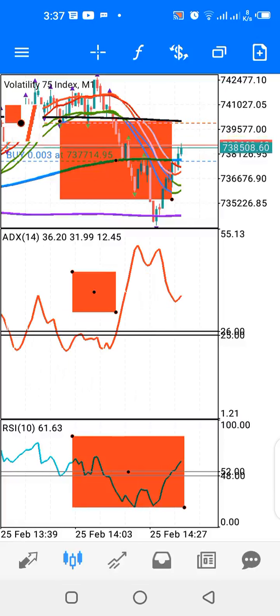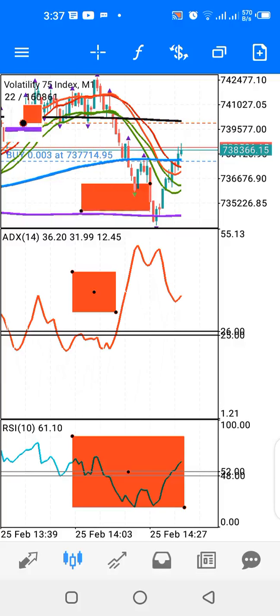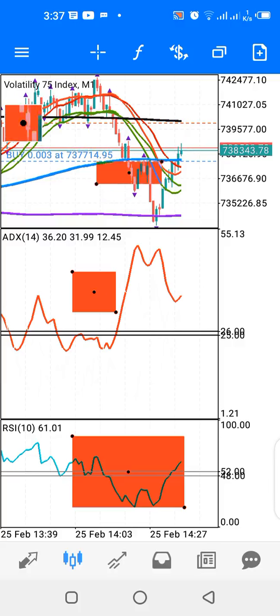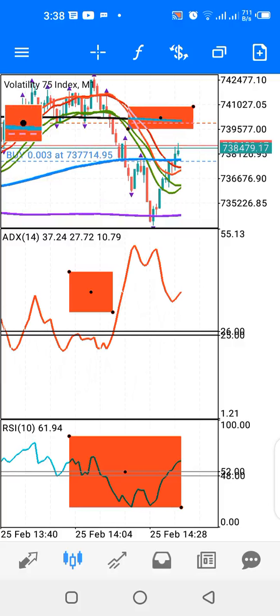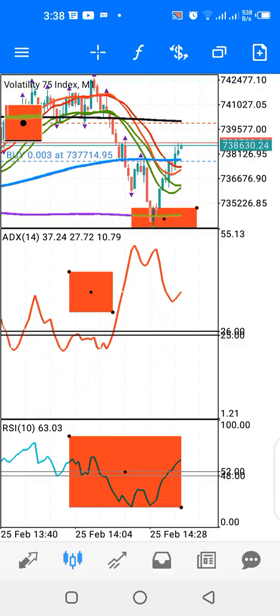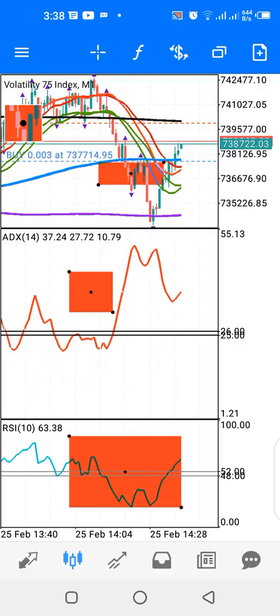And how does this strategy work? For the main chart, I have three major lines: the purple line, the blue line, and the black line. The blue line is the 200 moving average. The purple line is the 350 moving average, and the black line is the 850 moving average. The other lines, the green and the red lines, are smaller moving averages.